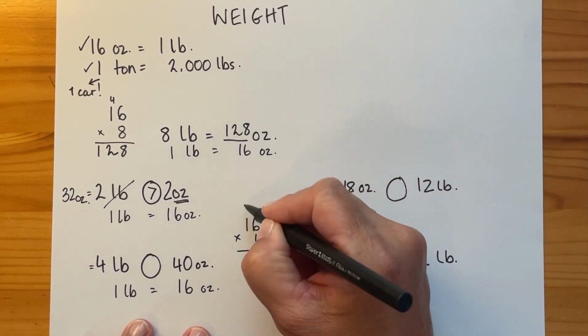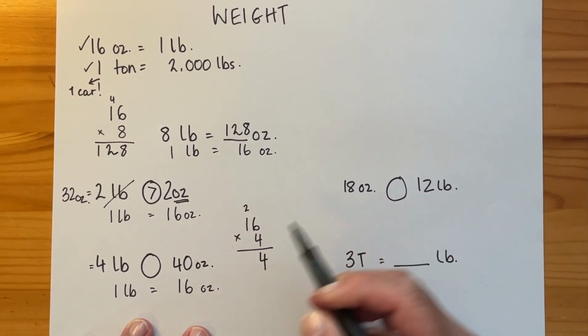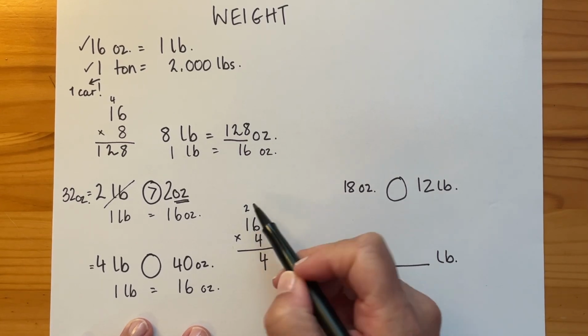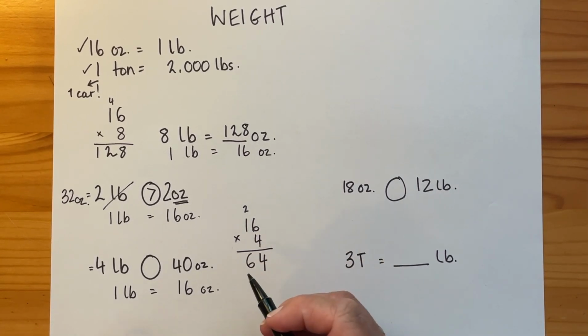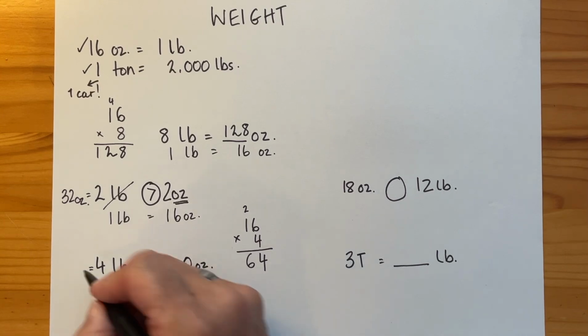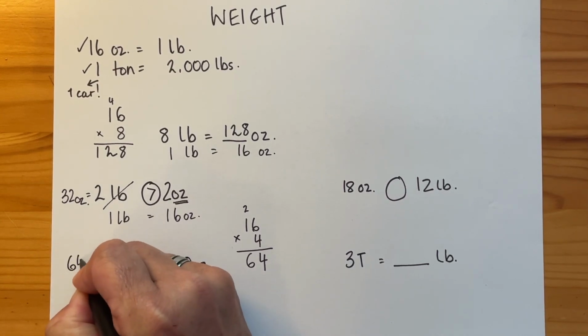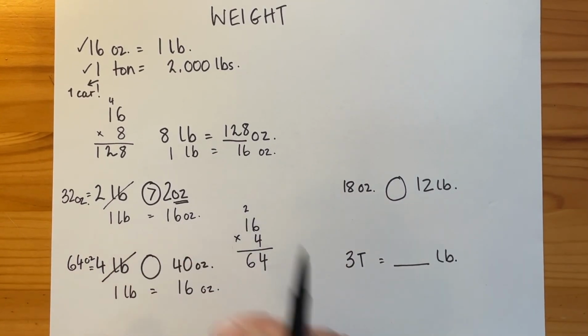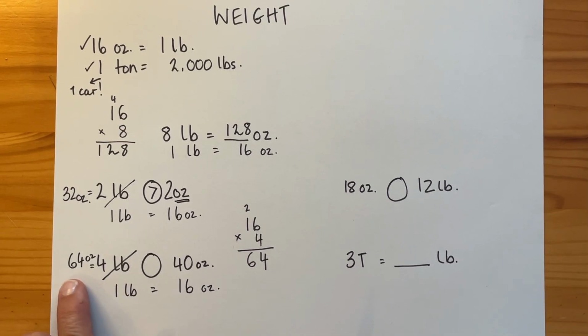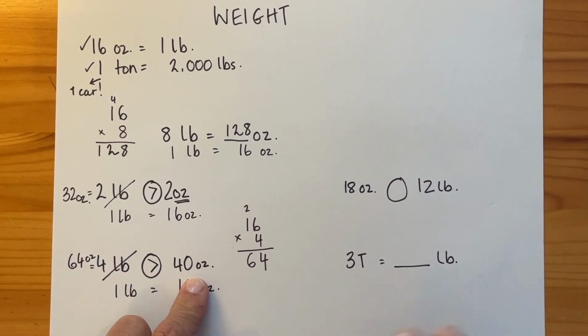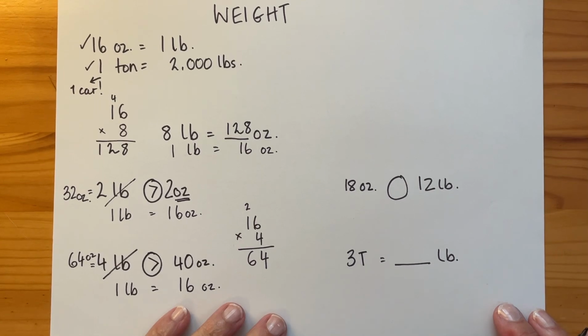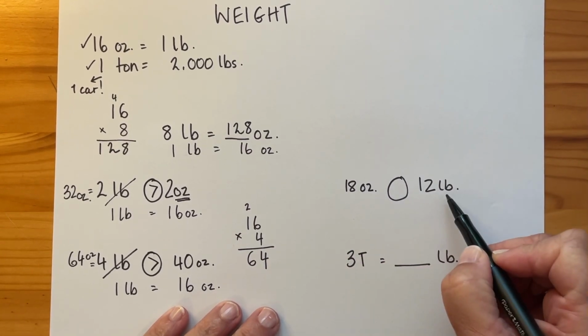So 4 times 6 is 24. 4 times 1 is 4, plus 2 is 6. So I know that 4 pounds is actually 64 ounces. So I don't need to worry about the 4 pounds anymore. I can compare 64 ounces with 40 ounces. And guess what? Once again, we're facing that way. So 4 pounds is more than 40 ounces. 2 more to go. Let's look at ounces to pounds.